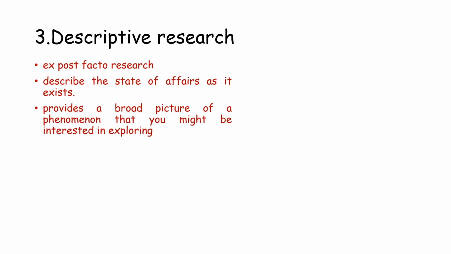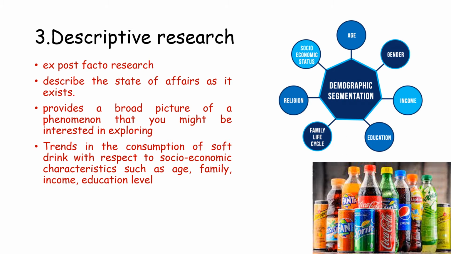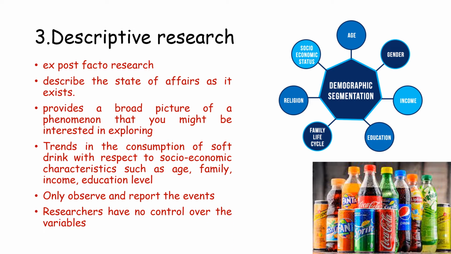For example, a study on the trends in consumption of soft drinks with respect to socio-economic characteristics such as age, income, family, education level, and so on. Here, descriptive research tries to describe the demographic characteristics of the respondents. In descriptive research, one can only observe and report what has happened or what is happening in a particular situation, and so therefore, in descriptive research, the researcher has no control over the variables.